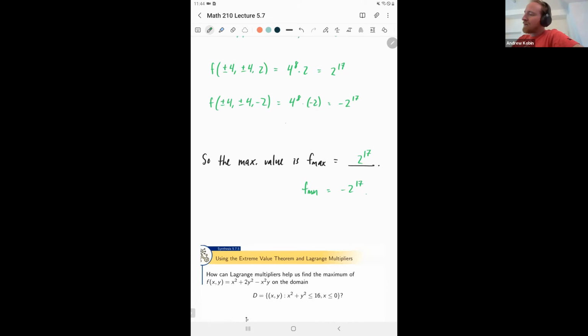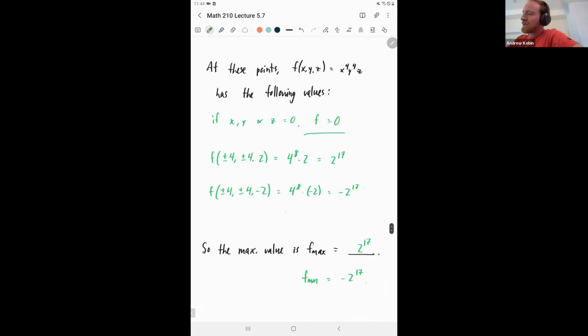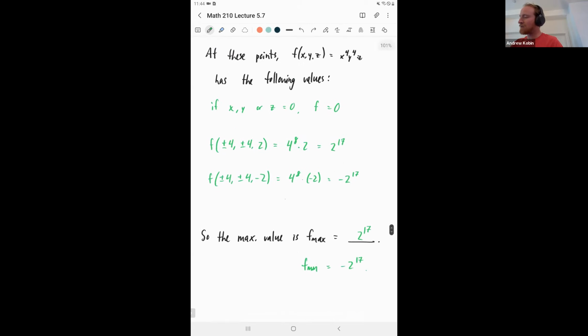And then the minimum value is -2 to the 17th. And that value of 0, which occurs at infinitely many points where the x, y, or z coordinates are 0, actually was neither a max nor a min of the function. So that's good news. And sometimes different functions could have interesting behavior at those zeros, but in this case they didn't. So we won't worry too much about it today. All right, that's 2 problems down.